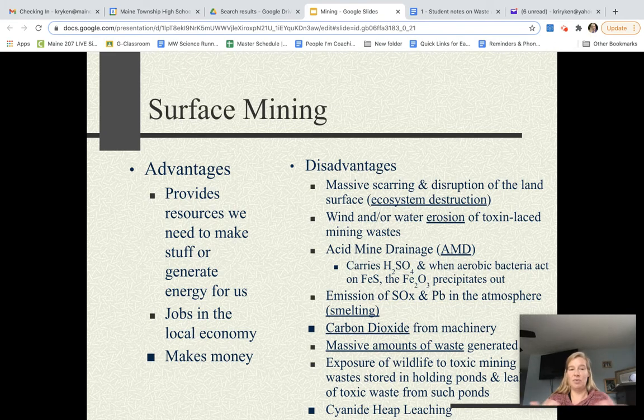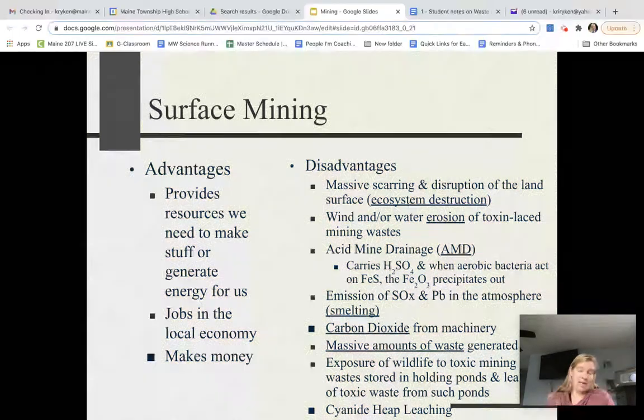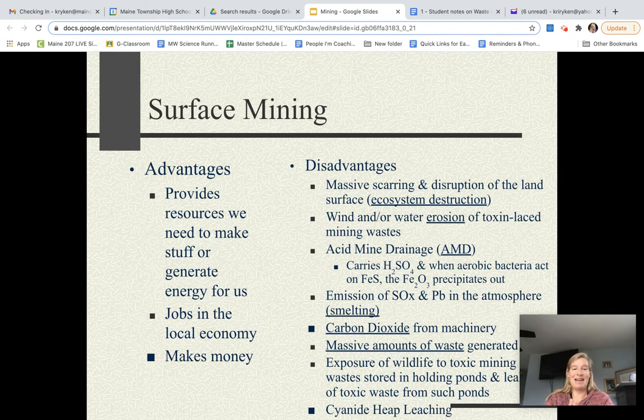So it provides stuff we need, provides jobs for the local economy in areas that are mining. People without a lot of education can get a really good paying job in a mine. So it provides jobs for the local economy, and people make money. People like to make money. So lots of economic advantages for mining.